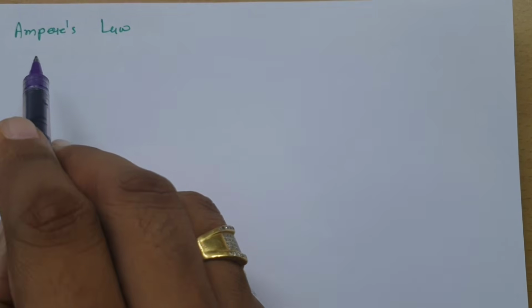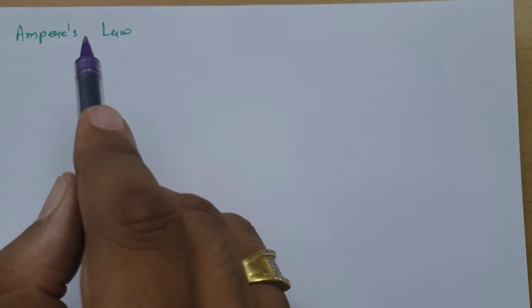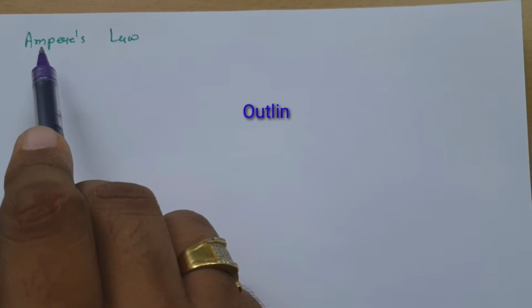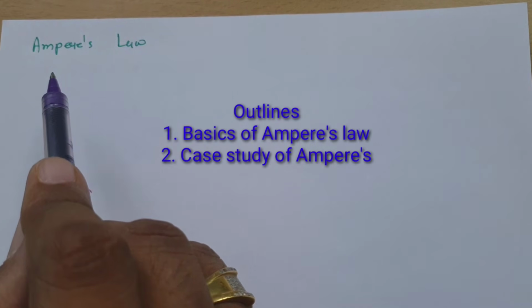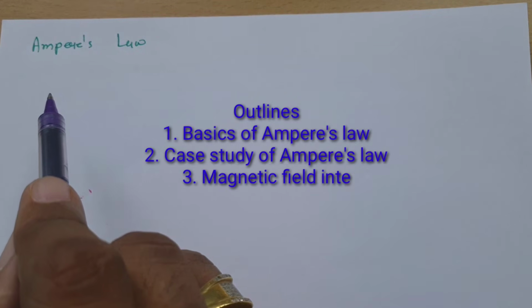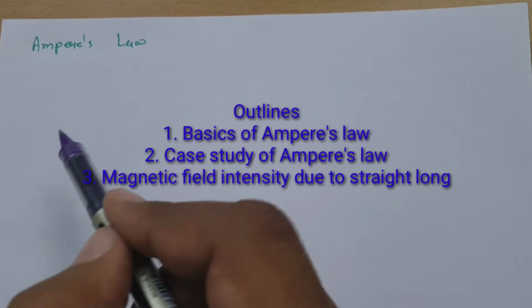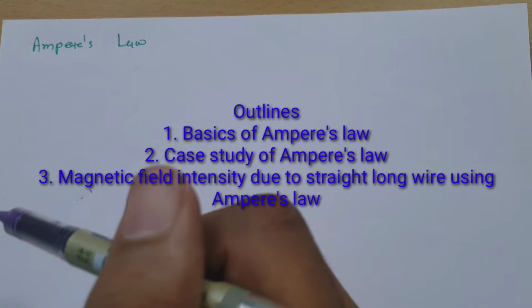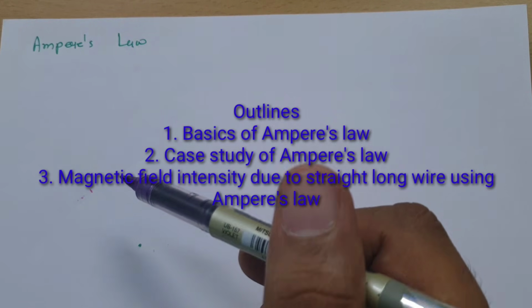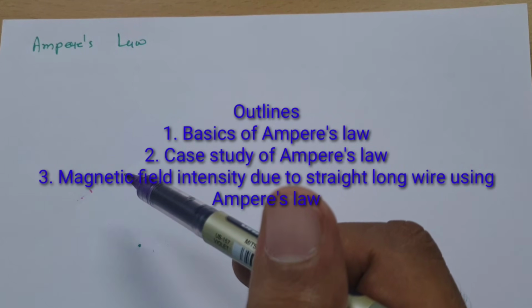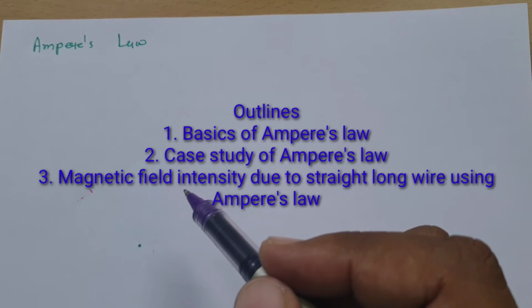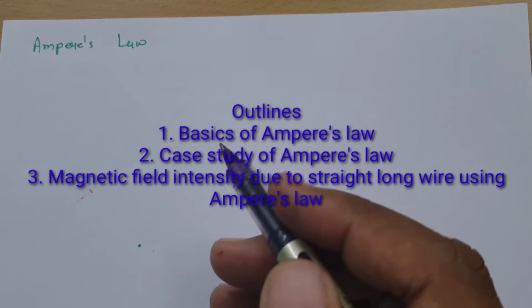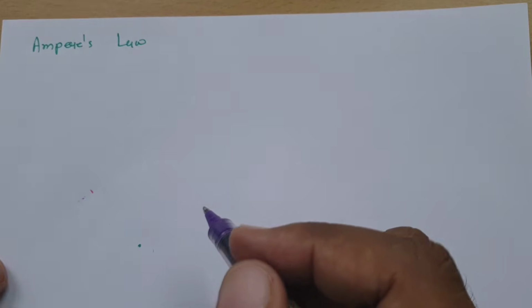First, to understand Ampere's law, I'll explain the basic law, then I'll explain a few cases of how to apply Ampere's law, and at the end I'll explain how we can calculate the magnetic field intensity for a straight wire by using Ampere's law. So let us begin this session with what Ampere's law is.